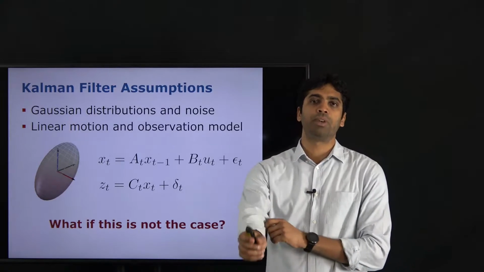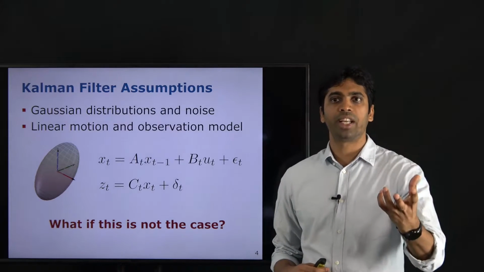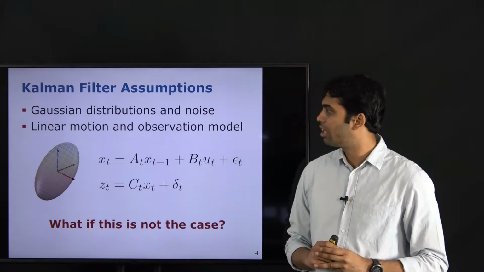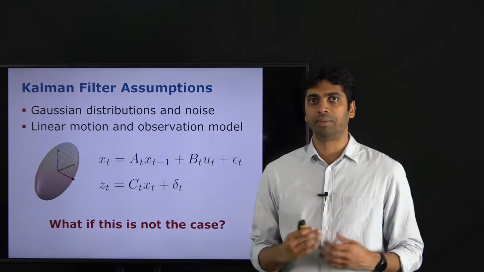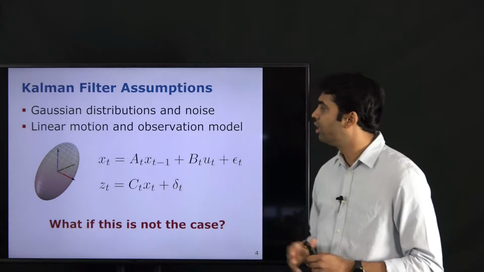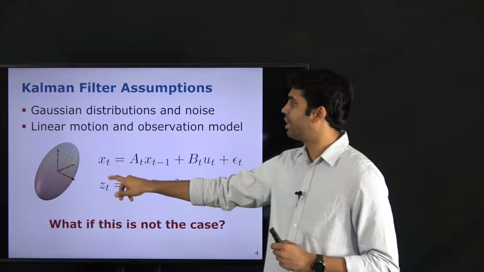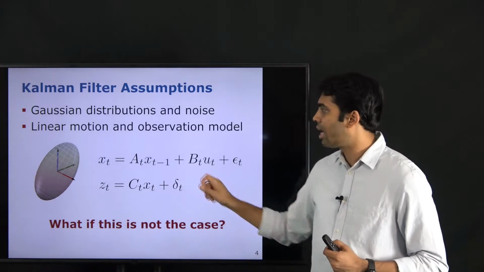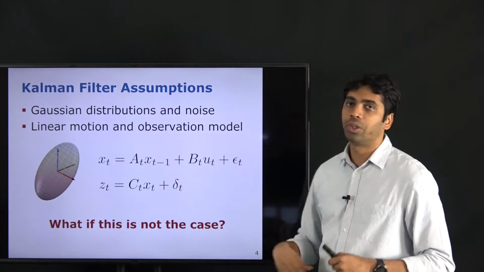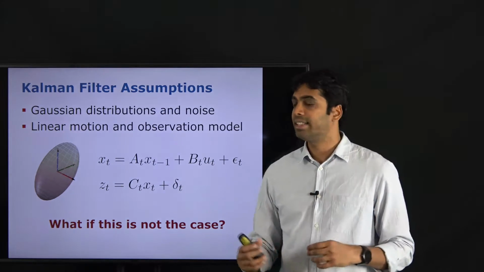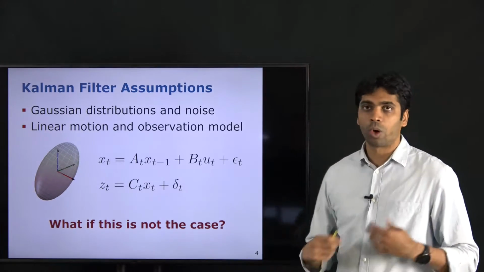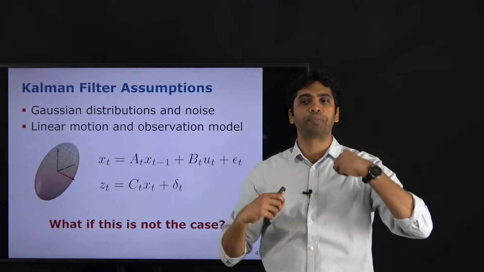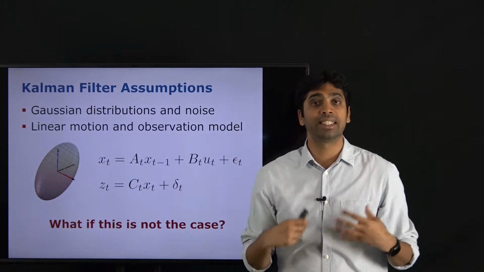The next assumption that we make is that the motion model and the observation model, which are here on the first and the second lines respectively, are linear. What you see in the first equation here is a linear motion model, which means that your state at time t depends linearly on the state at time t minus 1 and also linearly on your controls. If this is the case and you have noise which is Gaussian in nature, we can assume that the solution that the Kalman filter finds is actually the optimal one.